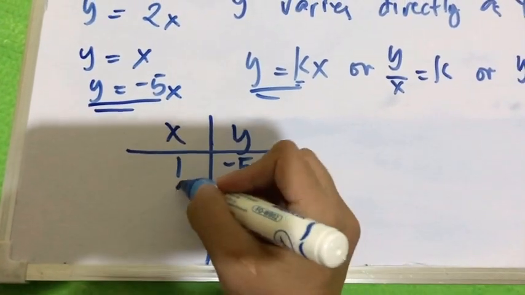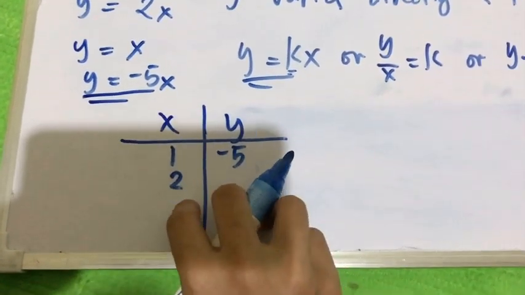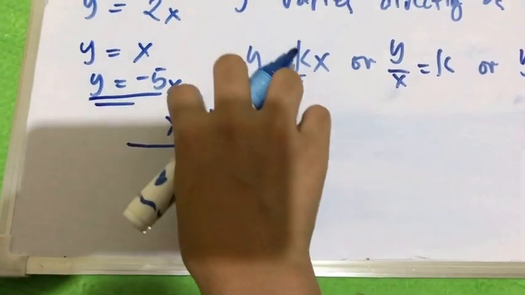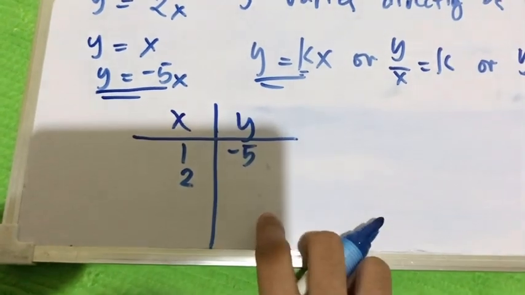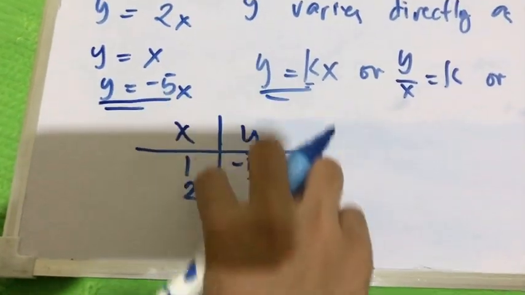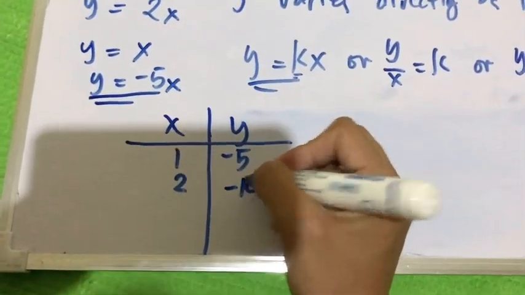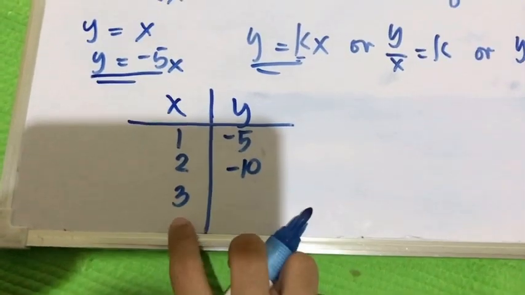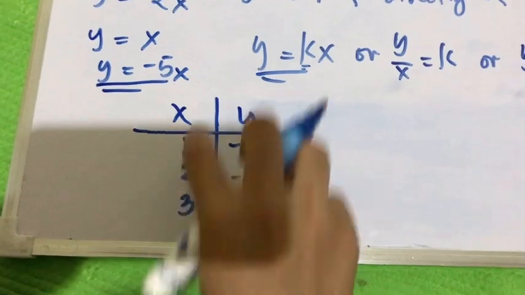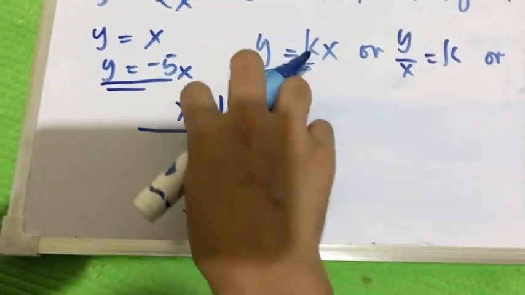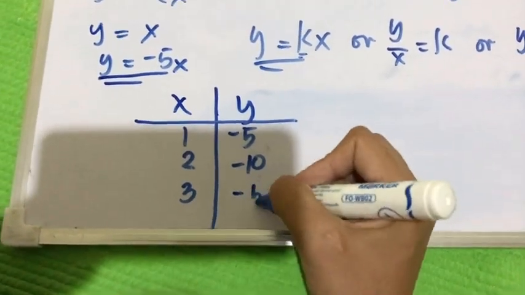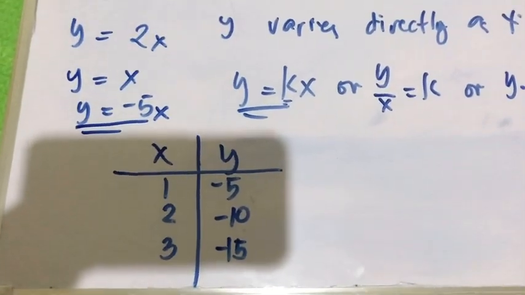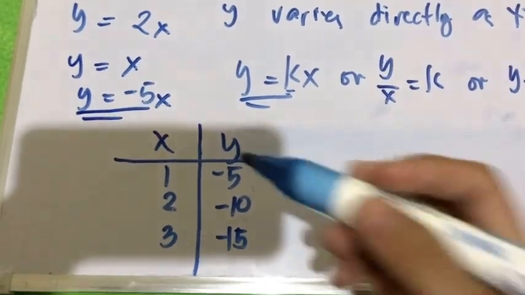Okay. Suppose that x is equal to 2, and then substituting this to the given equation, we have here negative 5 times 2, that is negative 10. Now what if the value of our x is 3? Substituting this here, we have negative 5 times 3, that is negative 15. What do you notice?